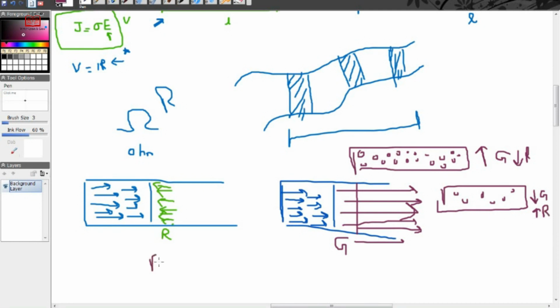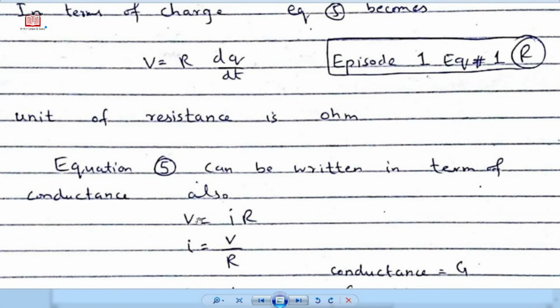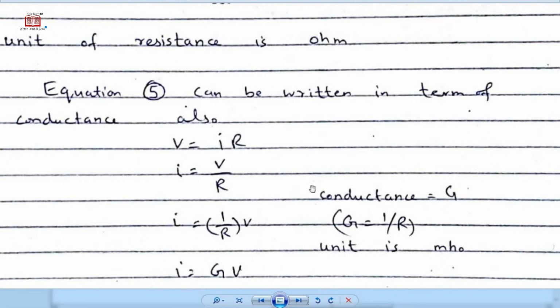So why not define a relationship: R is equal to 1 over G, or you can simply say G is equal to 1 over R, meaning reciprocal of each other. So the unit is also the reciprocal, that is mho.